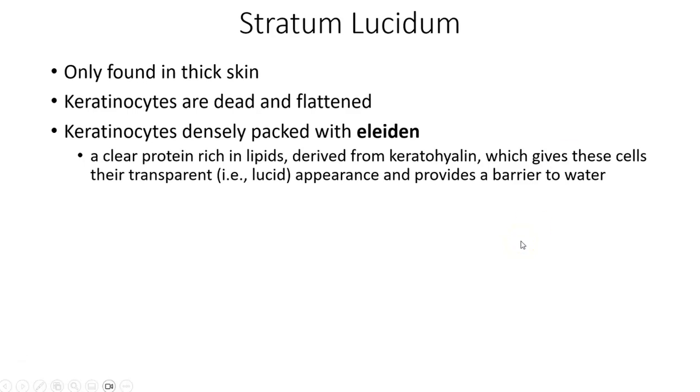So these keratinocytes in this layer are densely packed with something called eleidin. This is a clear protein that's also rich in lipids. So it's a protein and lipid linked together. And this is derived from that keratohyalin that we talked about in the stratum granulosum layer. And that is what's going to give these cells that transparent appearance and also helps provide more of a barrier to water.